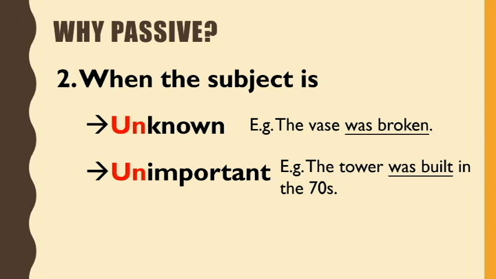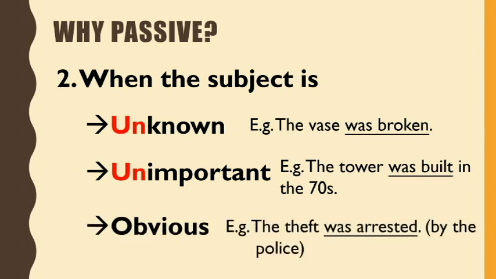And last, when the subject is obvious, we also use passive voice. For example, the thief was arrested. In this example, the subject is clearly the police. So we can use passive voice in this sentence, and we can omit by the police as well.